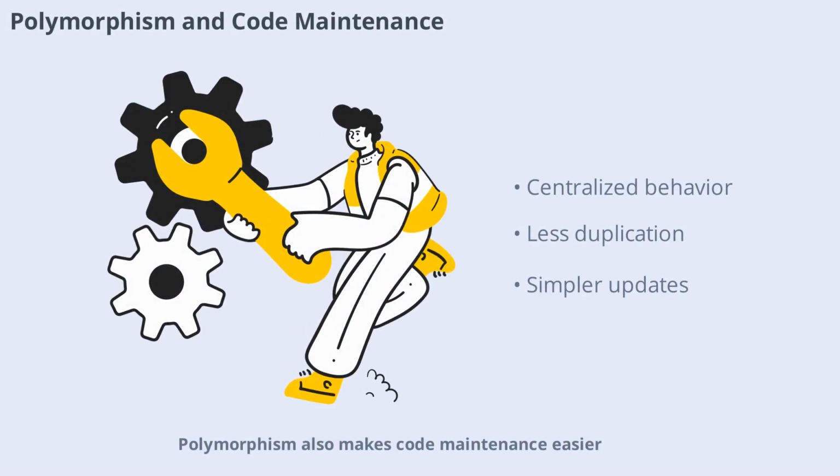Polymorphism also makes code maintenance easier. By centralizing common behavior in base classes and customizing specifics in derived classes, you reduce duplication and make updates simpler. If you need to change how a function works for all types, you can do so in the base class or override it in specific derived classes as needed.